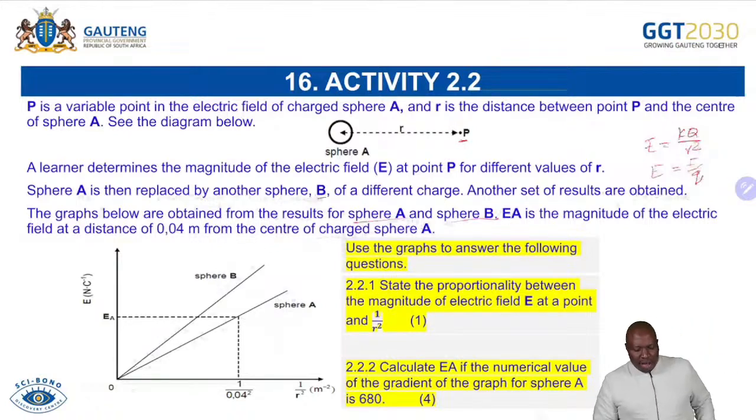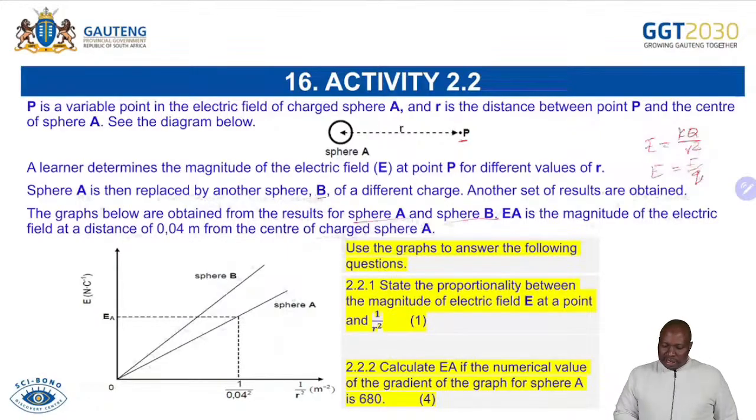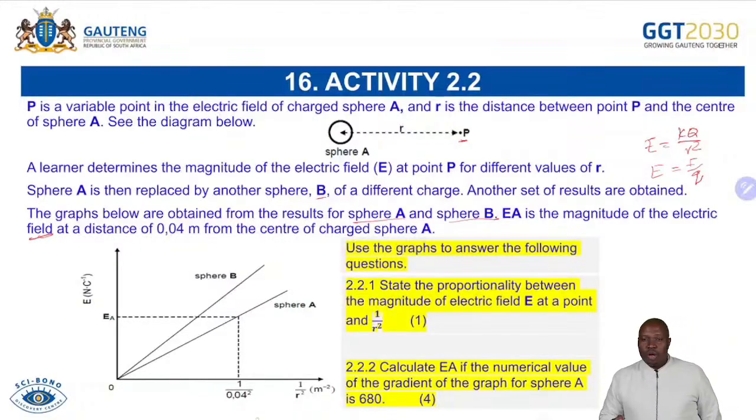And then we're having now EA, the magnitude of the electric field at a distance of 0.04 meters from the center of charged sphere A. So the graph here is showing you the EA there, which is the magnitude of the electric field at a distance of 0.04. Remember, it's the square of the distance, hence you are having that graph there.